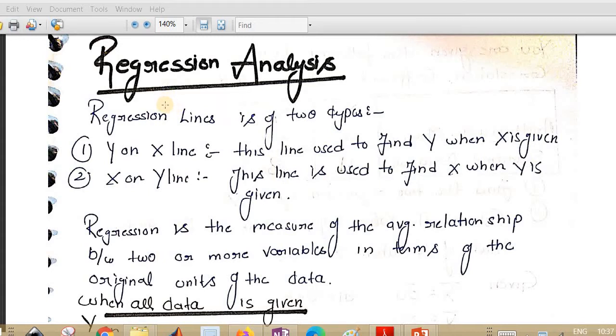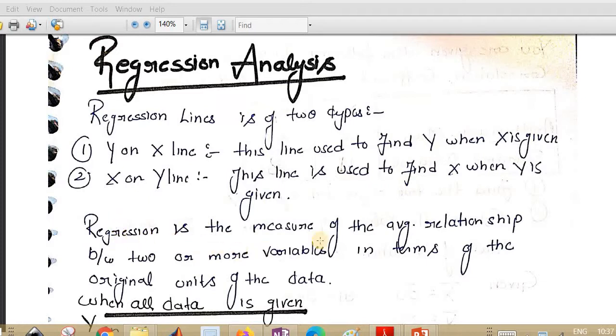So welcome again students. In this lecture we will discuss the regression part again. Here, if the values of mean and standard deviation are given to you, then how do you find the line which is fitted on your data? Basically, regression lines are of two types: the y on x line and the x on y line. The y on x line is used to find y when x is given, and the x on y line is used to find x when y is given.